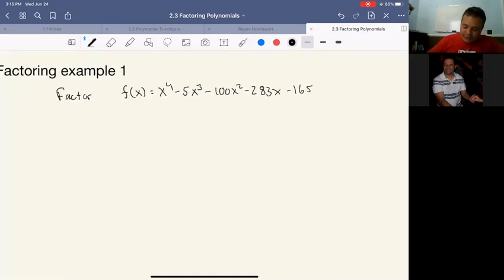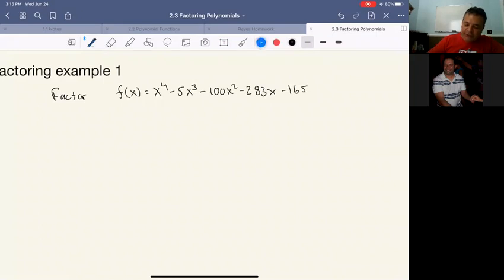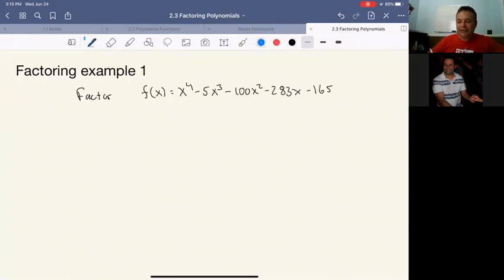Okay, so the first thing that we're going to have to do is list all possible rational zeros. This is going to give us a starting point, somewhere we can start factoring it. Okay, so let's take the factors of 165.